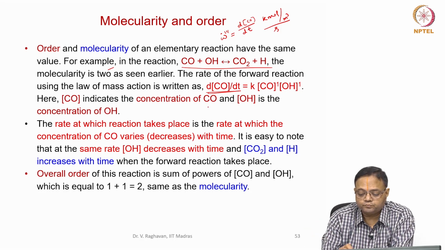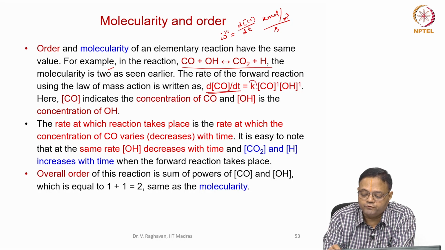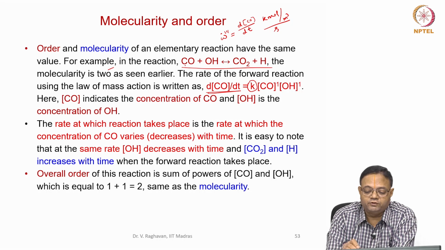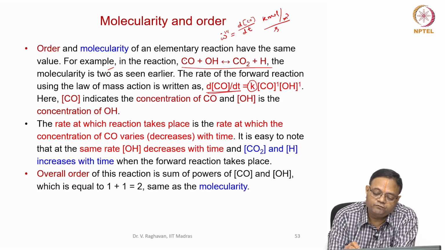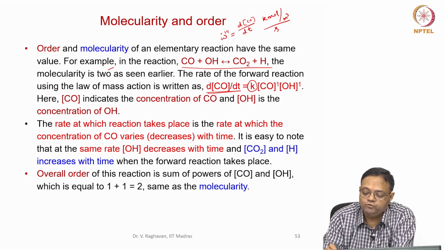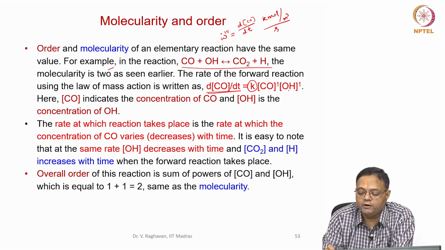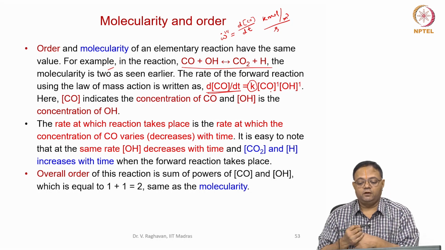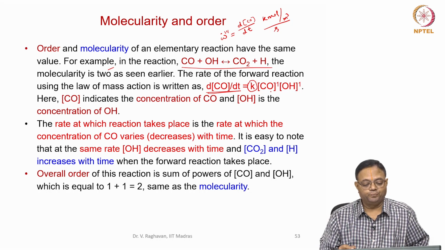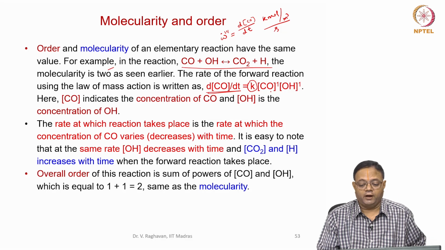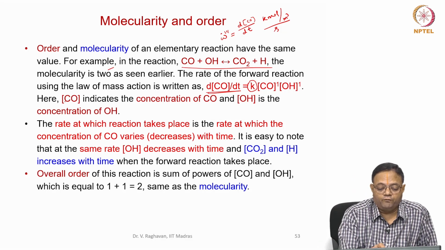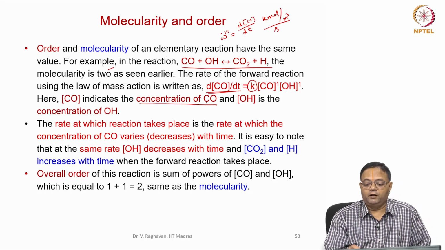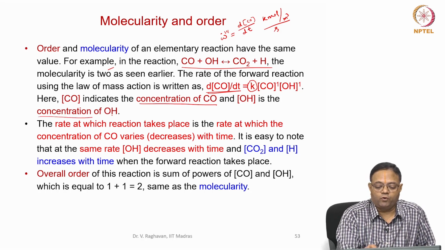So, now this is equal to some coefficient into CO power 1 because for this reaction, the value of the molecules itself is used as the power. So, CO power 1, OH power 1. So, the order of the reaction will be 1 plus 1, which is same as the molecularity. Okay. So, CO within square brackets is the concentration of CO. Similarly, OH within square brackets is the concentration of OH.